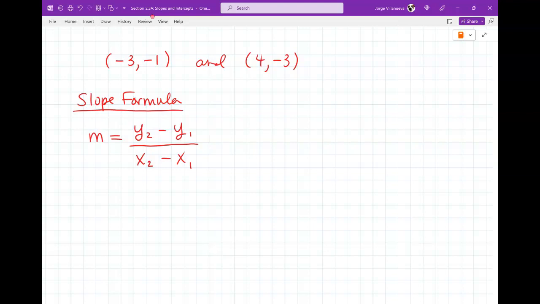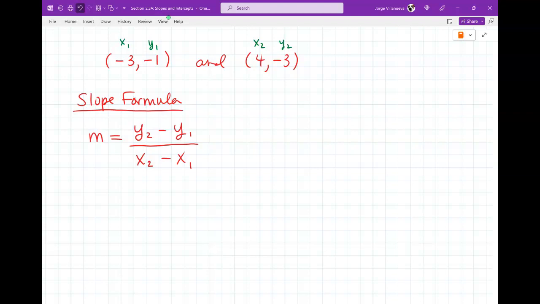Now, the way I like to write it down just to keep things in order, I actually label them. So I'll go to the first point and put x1, y1 right above it. And then on the second point, I'll write x2, y2, just so I don't mess up. Because this formula is too easy to mess up. The only way I can mess it up is if I label my stuff wrong, if I cross my numbers around. So it's better that I label my points and make sure I do this right.